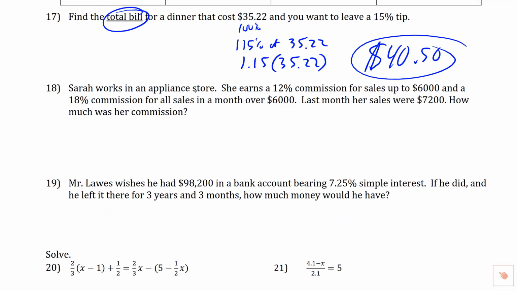Okay, Sarah works in an appliance store. She earns 12% commission for sales up to $6,000 and 18% on sales over $6,000. Last year her sales were $7,200. How much was her commission?